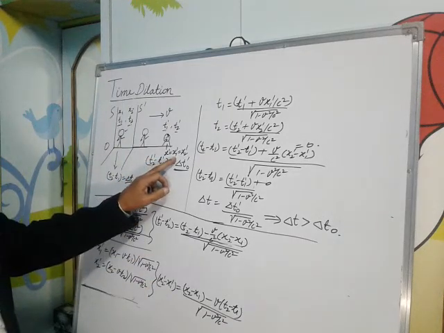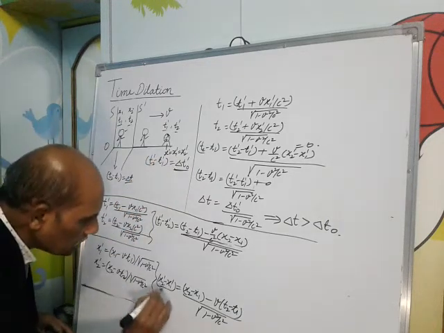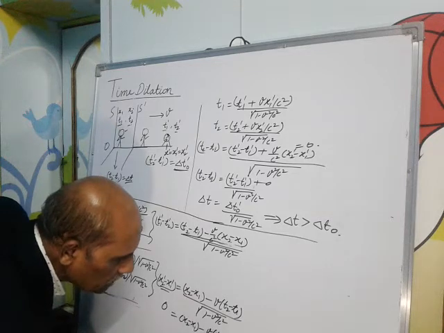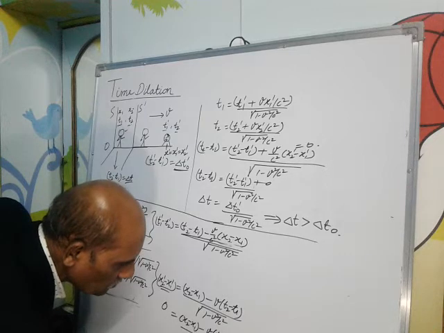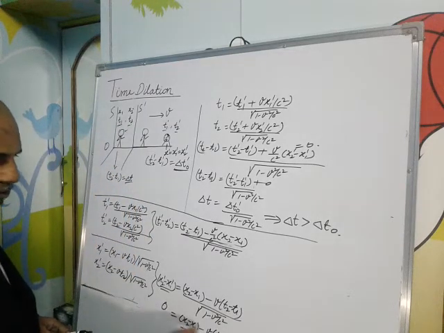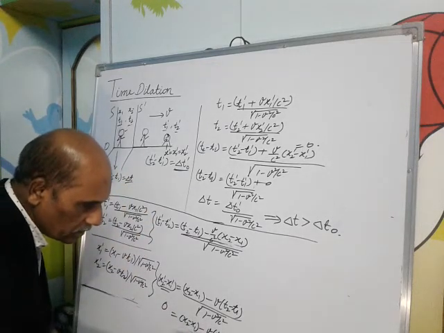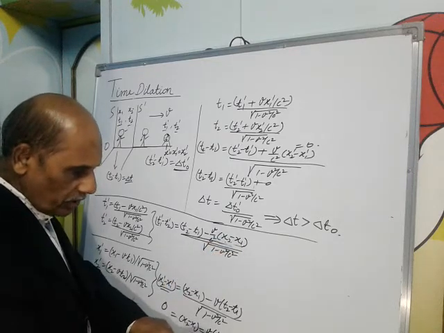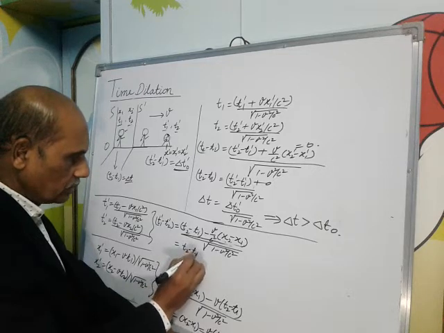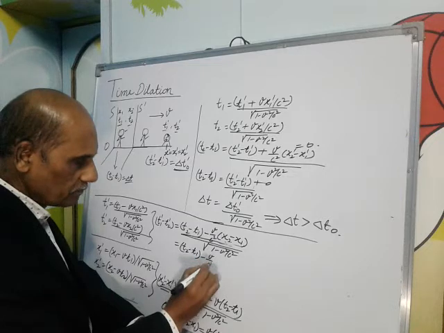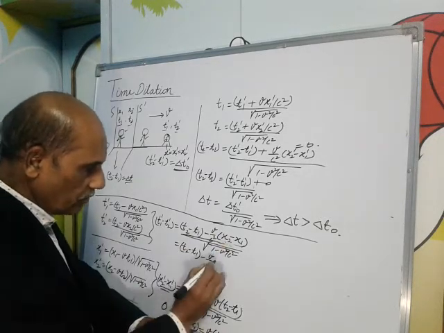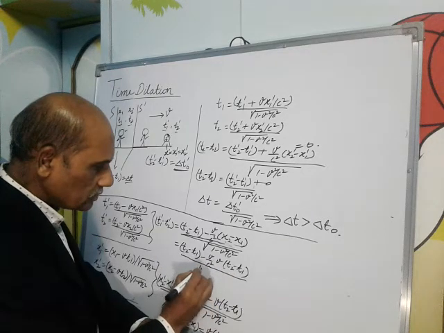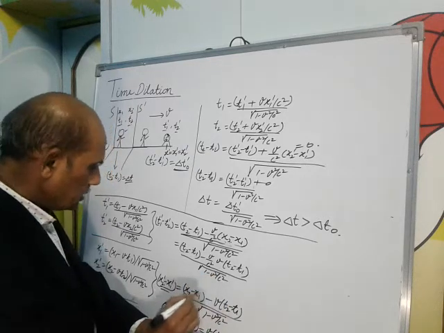Now we say that x1 dash and x2 dash are the same, so this quantity is 0. So 0 is equal to x2 minus x1 minus V T2 minus T1 upon square root 1 minus V square by c square. This is 0, it means these two quantities are equal. So x2 minus x1 is equal to V times T2 minus T1. So we put for x2 minus x1 as V times T2 minus T1. So it is T2 minus T1 as it is, minus V by c square. In place of x2 minus x1 we write V times T2 minus T1. In the denominator, square root 1 minus V square by c square.